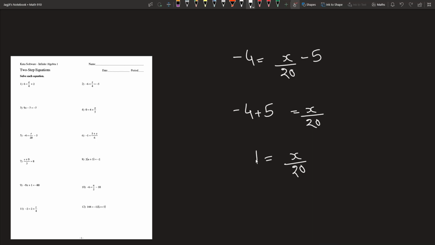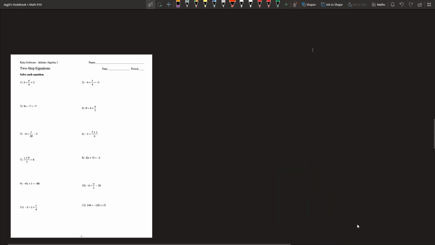Then you cross multiply the 20. So x just becomes 1 times 20, which is just 20, right? 20 goes there, becomes 20 times 1. So x is just 20. Any questions so far? Okay.